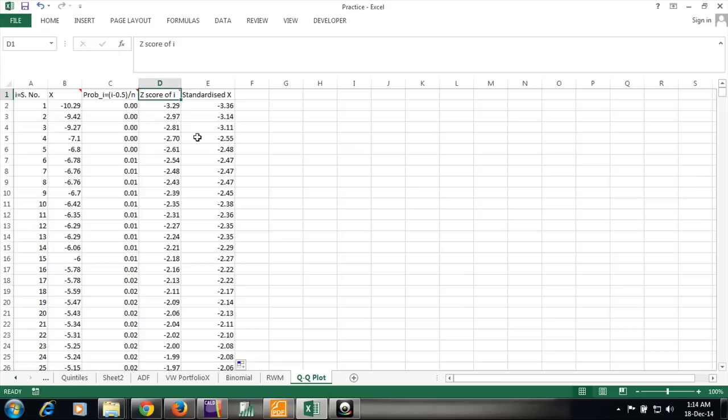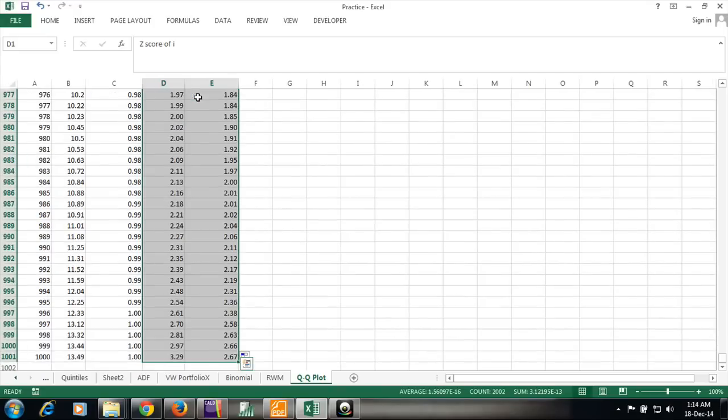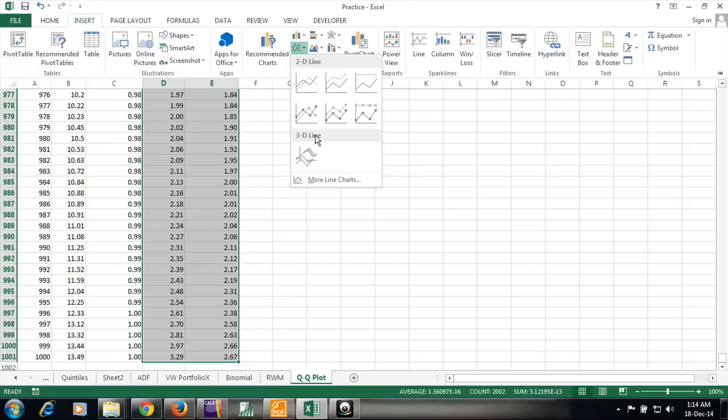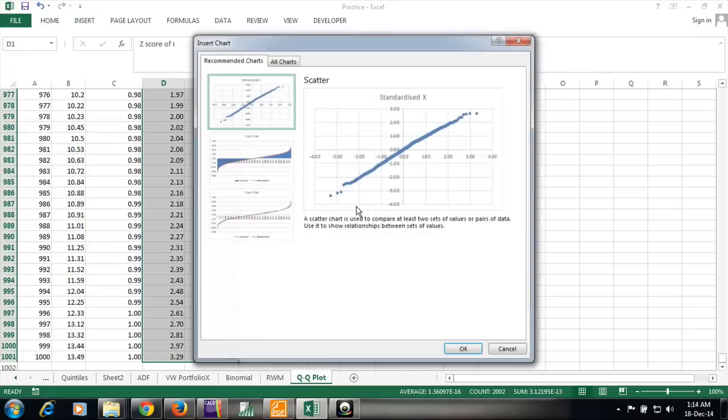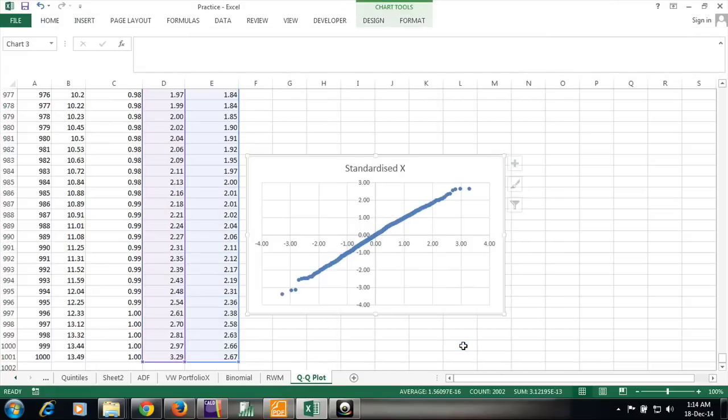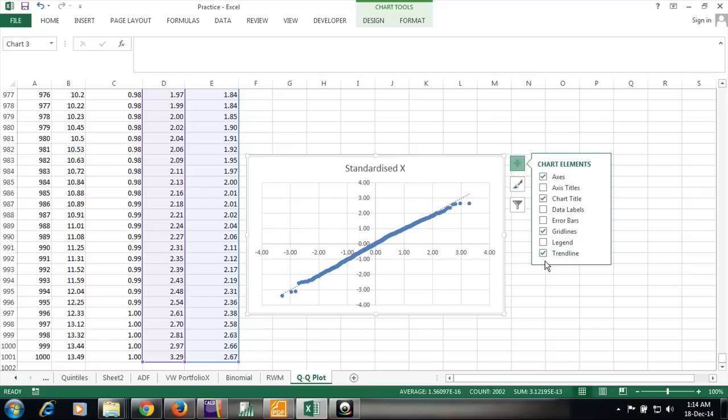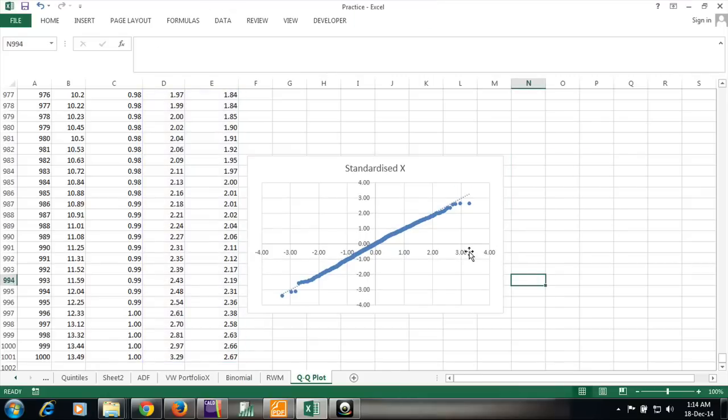So now we need to scatter plot both of them and we can find our QQ plot. The simple thing: insert and then go to recommended charts. Okay. So here we can add a trend line also. The 45-degree line we need here.